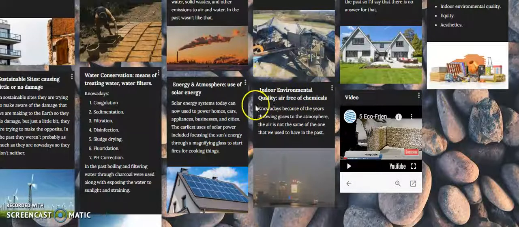Indoor environmental quality: air free of chemicals. Nowadays, because of the years of throwing gases into the atmosphere, the air is not the same as the air we used to have in the past. In this picture, we can see the environmental impact that this is causing to the environment.